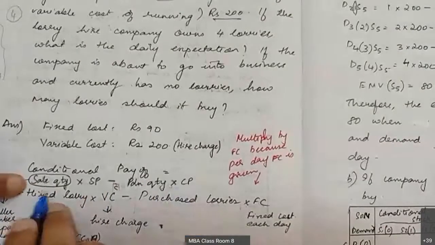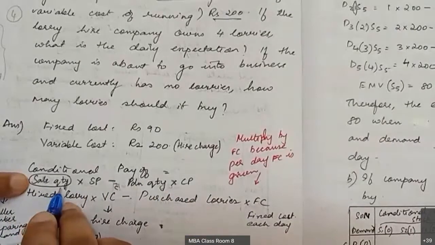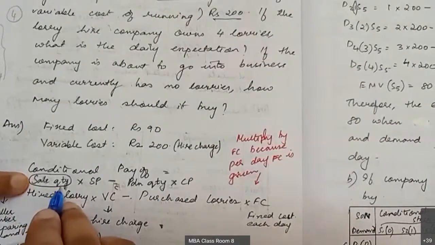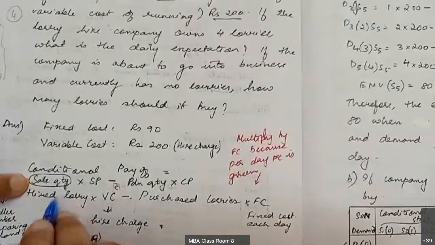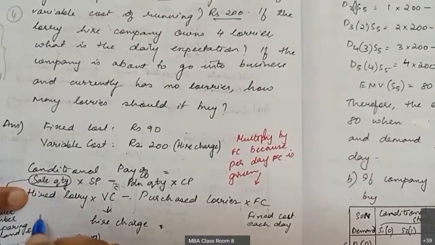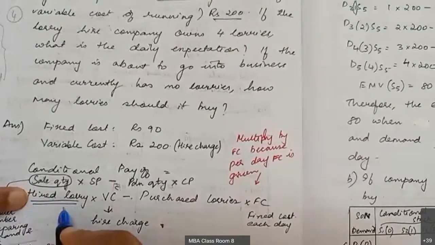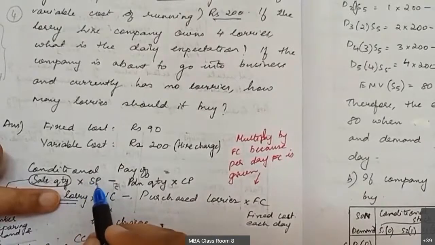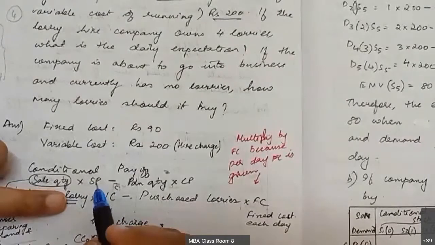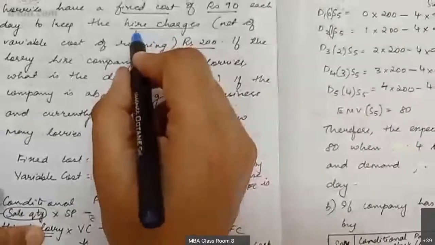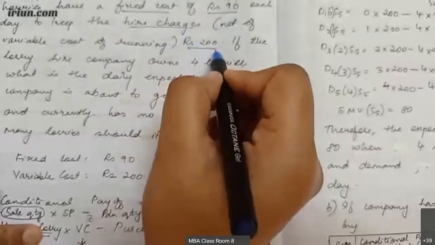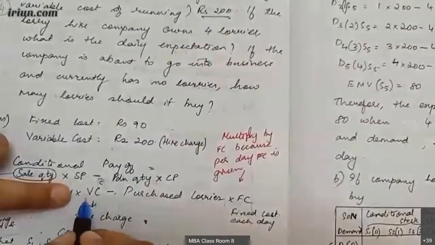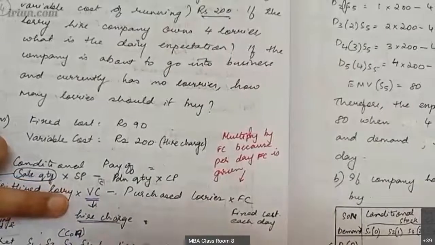Sale quantity means how many are demanded. That many lorries will be the demand, like sale. In this case, the sale is hiring: somebody comes and hires this lorry. Now, into selling price. What is the selling price over here? 200 rupees, because 200 rupees is the hire charge. Here it is given the hire charge is rupees 200. So the selling price means the variable cost, that is the hire charge.